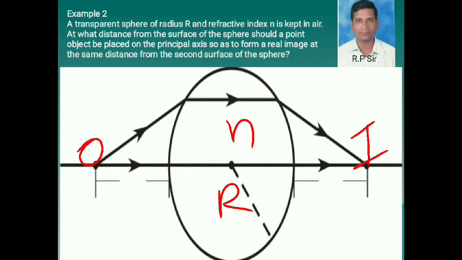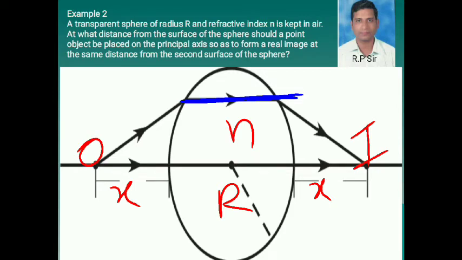Let O is the point object which is at x distance and I is the image which is also at x distance. So we have to find the value of x. At what distance from the surface of the sphere should a point object be placed on the principal axis? Let's find. From the symmetry of the figure, the rays must pass through the sphere parallel to the principal axis.